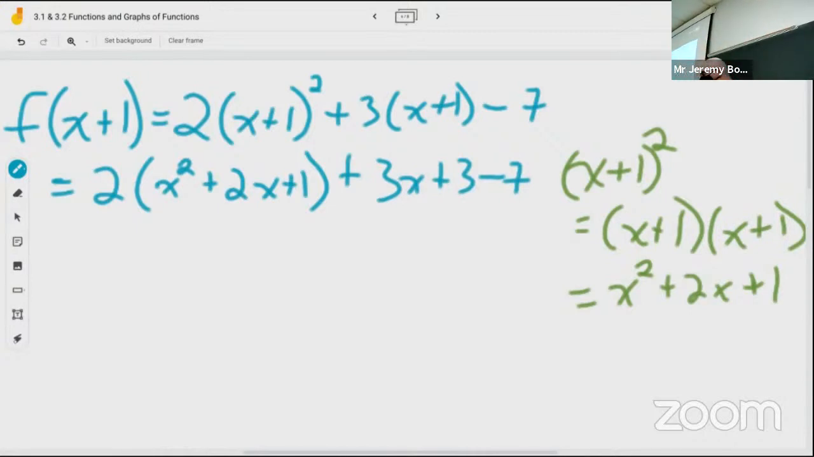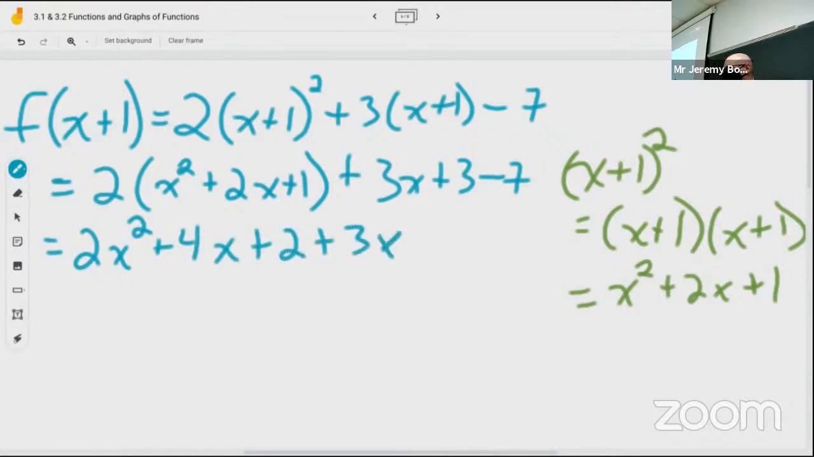And now, let's distribute the 2. It's going to go to the x squared, it's going to go to the 2x, it's going to go to the 1. So this would be 2x squared plus 4x plus 2. And we get the plus 3x plus 3 and a minus 7. Any questions on getting there?